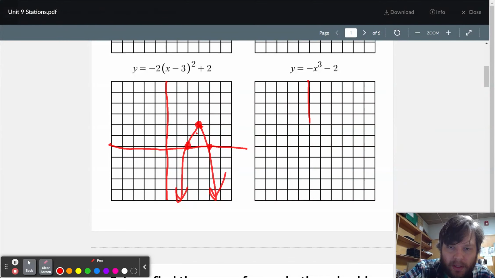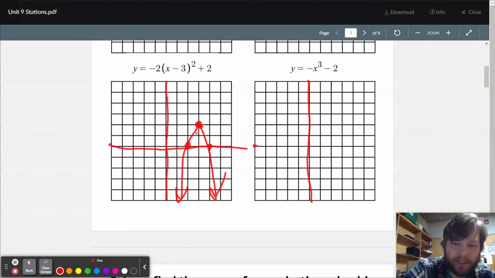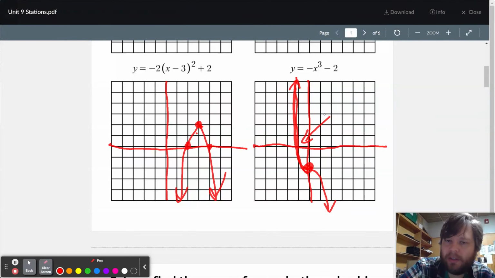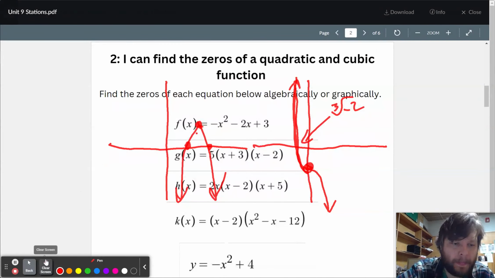And the last one is a cubic with a negative. So this is an S curve going down. And if I plug in 0, I get negative 2. So my curve goes something like this. This value right here you could find with your calculator, or you can see that it's going to be the cube root of negative 2, whatever that is. So that's it for those graphs.